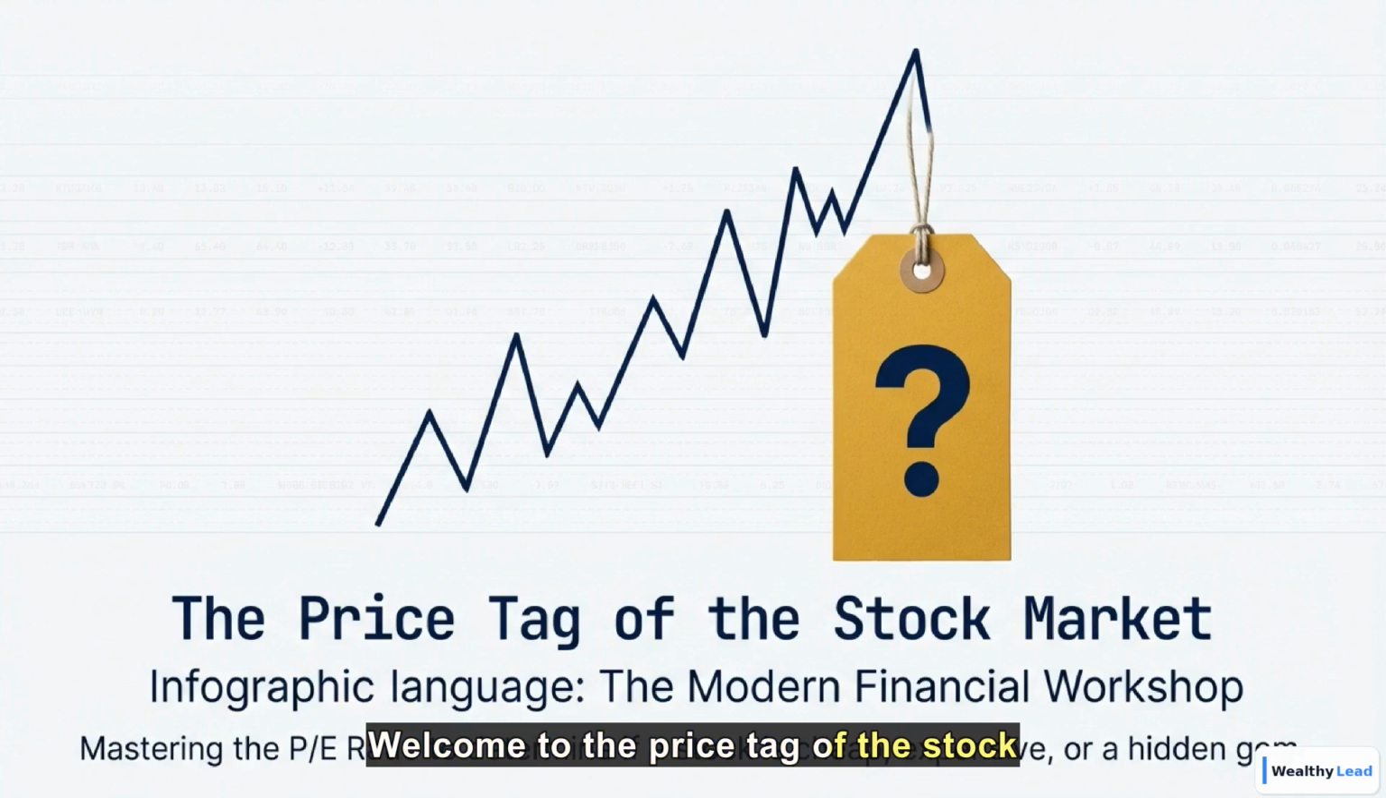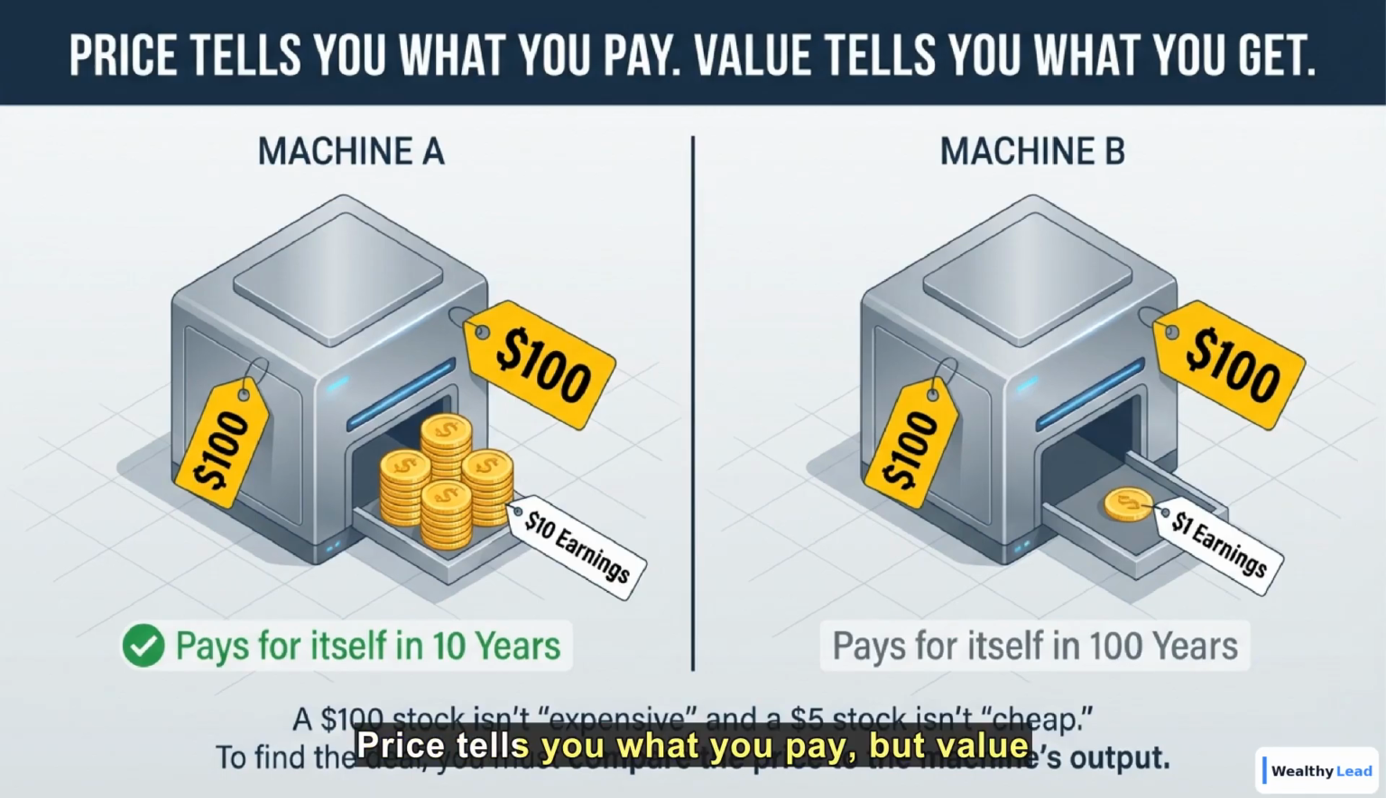Welcome to the price tag of the stock market. This video is about mastering the PE ratio to determine if a stock is cheap, expensive, or a hidden gem. Price tells you what you pay, but value tells you what you get.